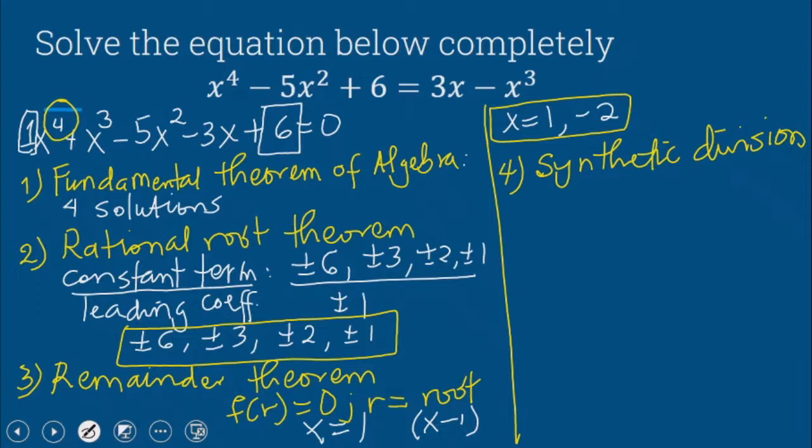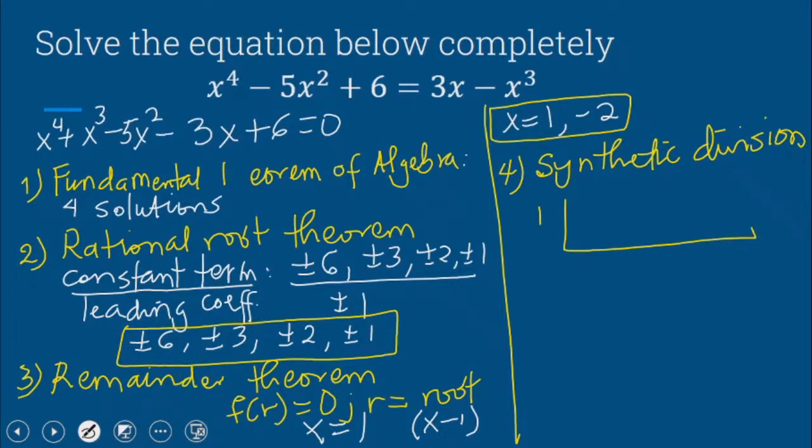And we are going to first apply s equals 1, the root to divide. So let's do it. For the coefficients in this equation, we have 1, then positive 1, negative 5, negative 3, and positive 6. So I'm going to write them: 1, 1, negative 5, negative 3, and positive 6.